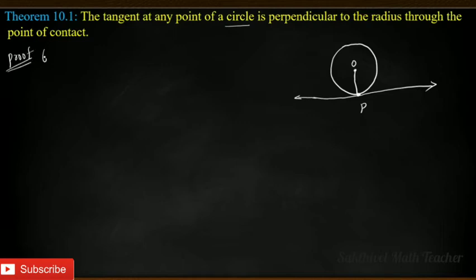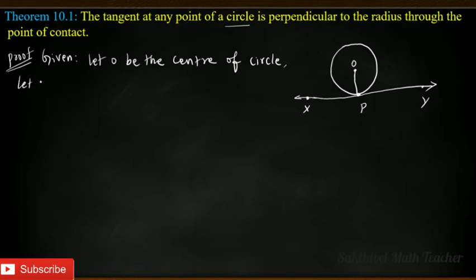Let's write. Here they have given one circle. So let O be the center of a circle. Center of a circle, that you just write, and that tangent name I'm taking XY. So XY is the tangent. Let XY be the tangent of a circle.